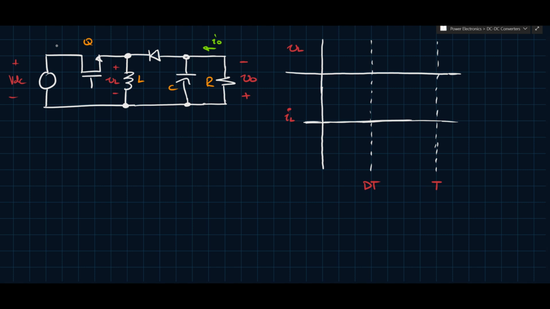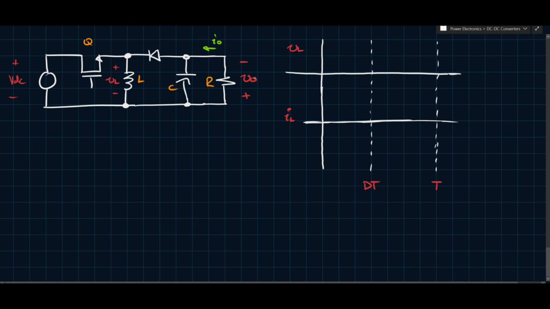So one key thing to highlight about this converter is the output voltage. You'll notice that the sign of the output voltage is flipped, and that's because we established in that previous video that the average voltage across the inductor over a full switching period has to be 0. Now that means one of these has to be negative. So either the input is negative or the output is negative.